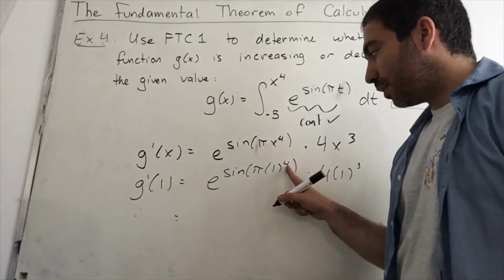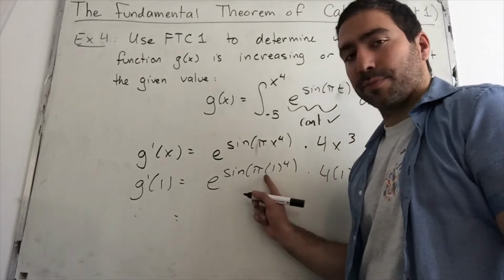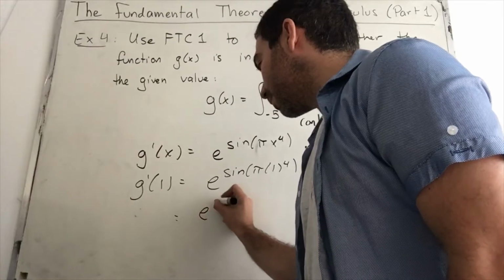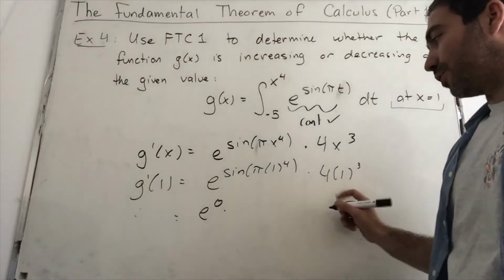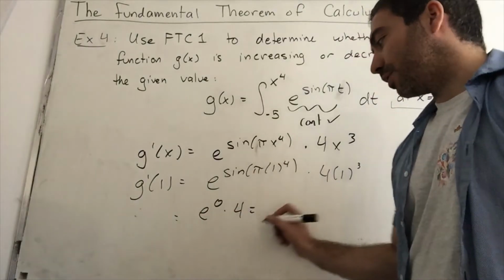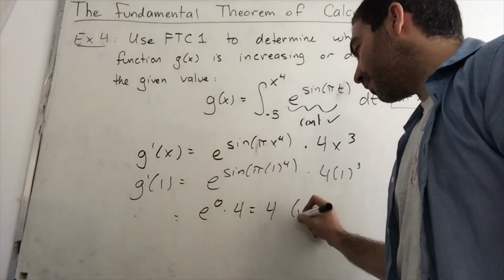1 to the 4 is 1, so we have on the top sine of pi. Sine of pi is 0, so here what we really have is e to the 0 times 4 times 1 cubed, which is just 4 times 1 times 4. And any number to the 0 is 1, giving us an answer of 4, which is positive.